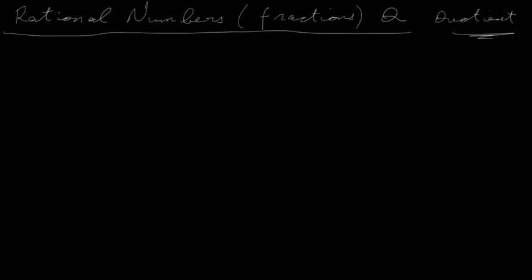Okay, so in this video I'm going to talk about rational numbers or fractions. The symbol for rational numbers is Q, and that's just the first letter in the word quotient. Now, a rational number is simply a number that can be written as a fraction, in the form a over b, so something divided by something.